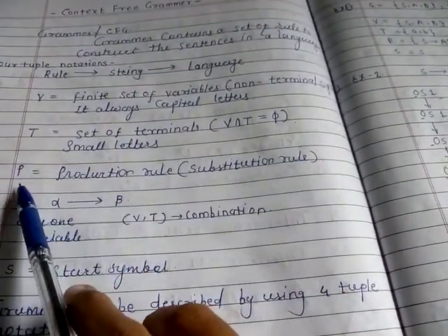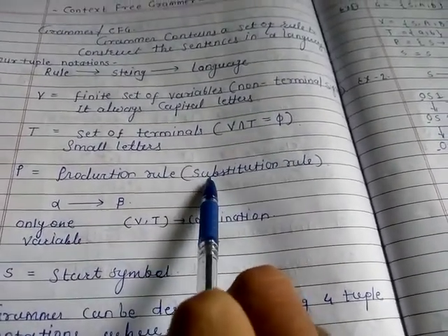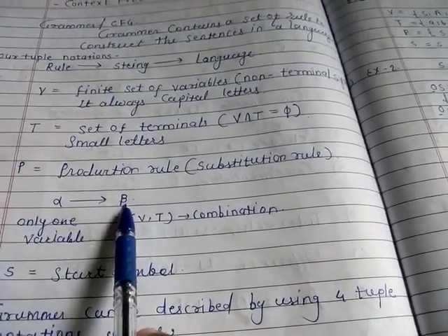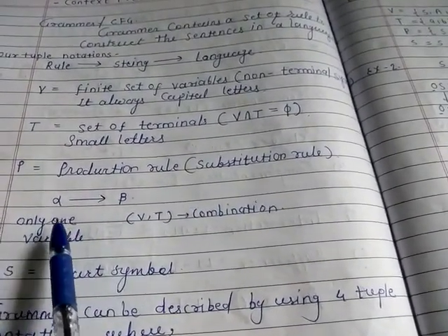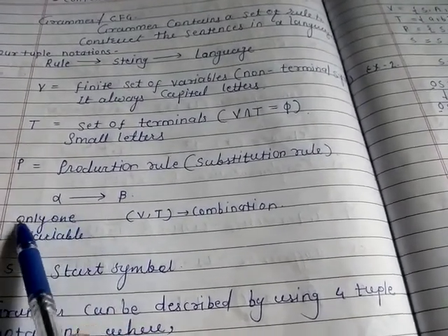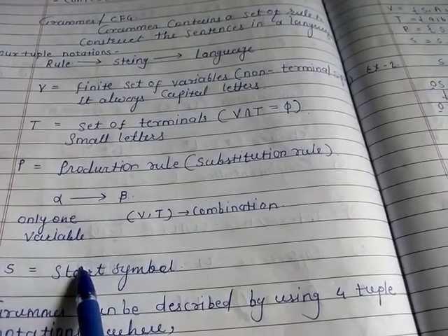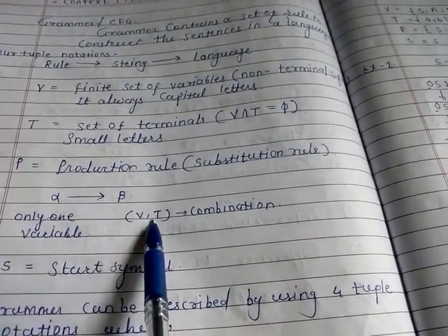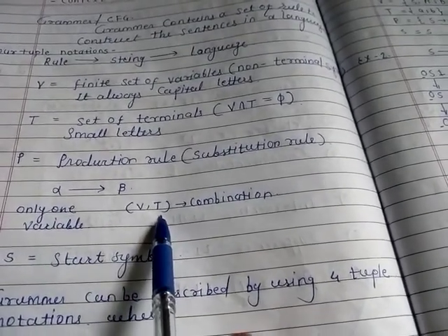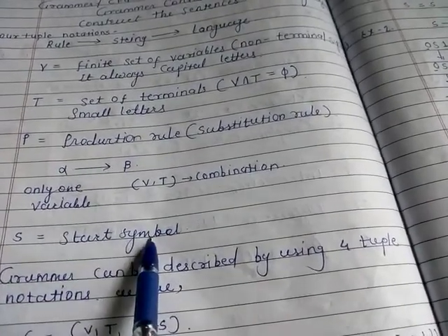Next is the capital P, that is a production rule. Production rule is always known as the substitution rule. This rule is always in the form of alpha tends to beta, where alpha is known as only one variable. Alpha contains only one variable, and this variable is always starting from the capital S, that is a start symbol. Next is the beta. Beta is the combination of non-terminal as well as terminal symbols. The next notation is the capital S, that is a start symbol.